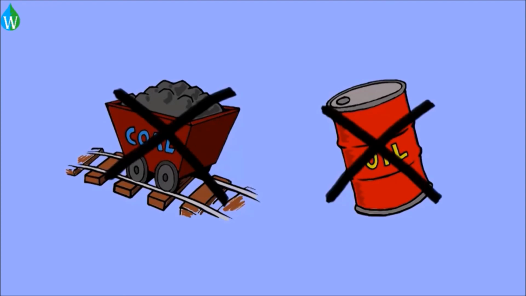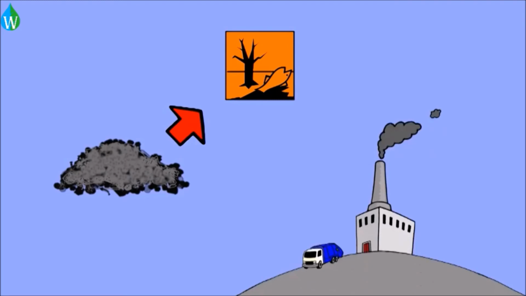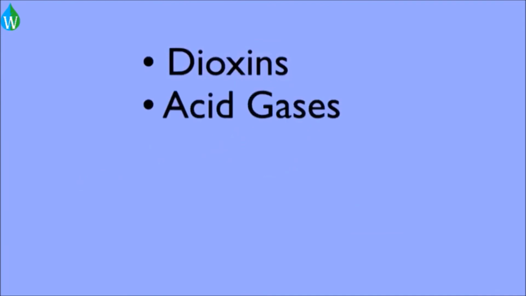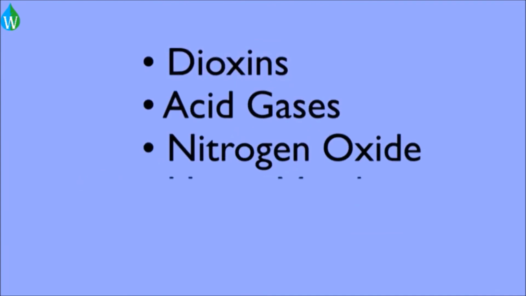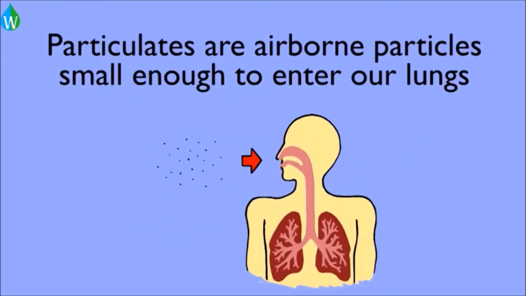Now, what about the disadvantages of incineration? The main disadvantage surrounds potential pollutants found in the ash left in the incinerator and those that could be emitted from the chimney. These include dioxins, acid gases, nitrogen oxide, heavy metals and particulates. As you may have heard from other videos, these are airborne particles which are small enough to get into the lungs of humans. They cause and aggravate respiratory problems such as asthma.